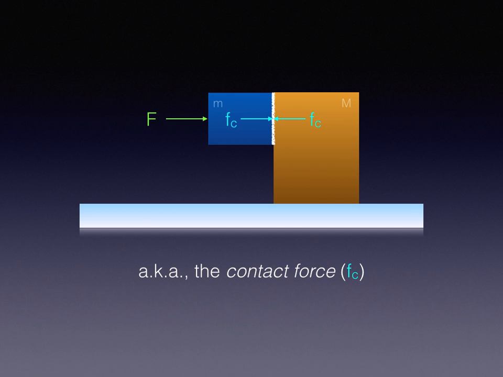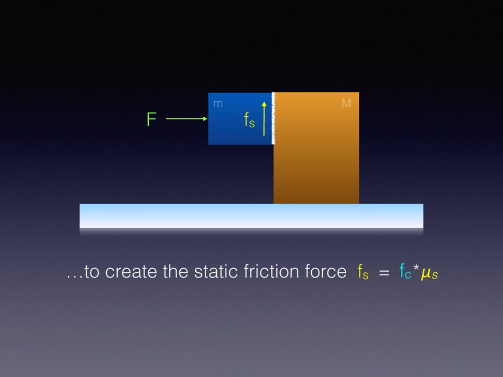So our normal force acting between them is going to really be our contact force between small block and large block. All right, so that contact force, or normal force, is really working in conjunction with that coefficient of static friction to create the actual static friction force, F sub s. All right, so the static friction force is what's holding up small block m, but that is created by those two values working together.